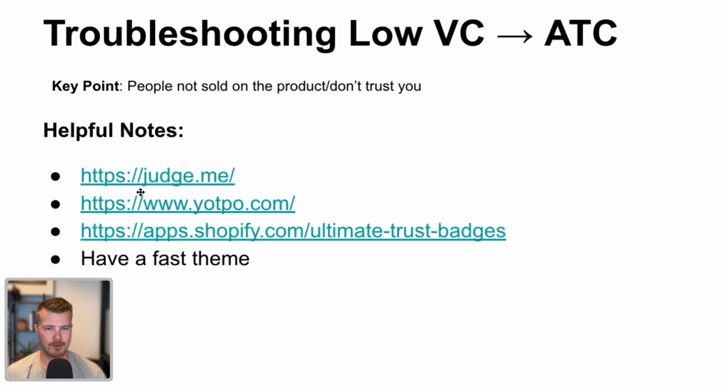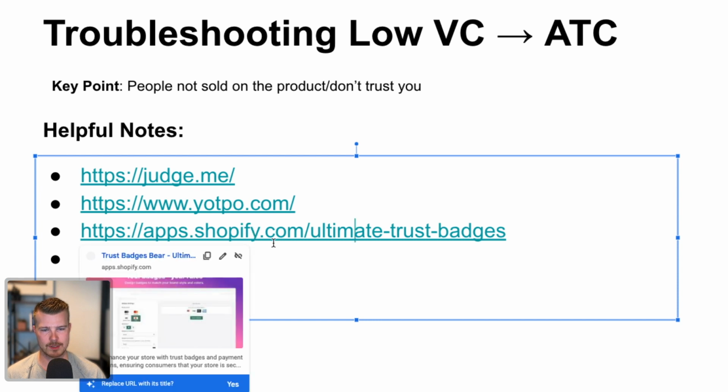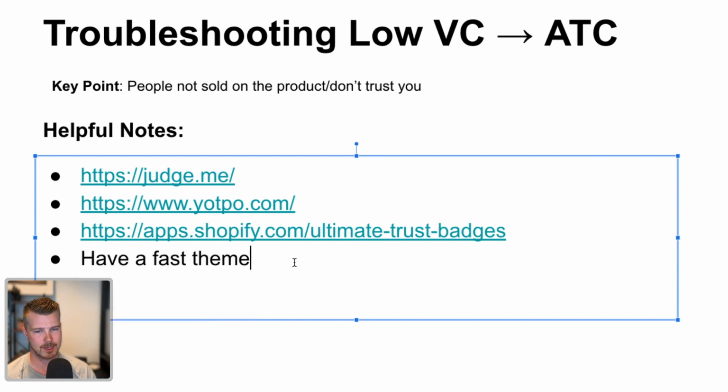Now, some other key tips here that can help with this. One, check out this app, no affiliation or affiliate code or anything like that. This is just a good review app that we use. Another good review app that you can use, and then trust badges as well. This is just another app that you can use to add those trust badges to your website too. And then the other thing is just have a fast theme as well.